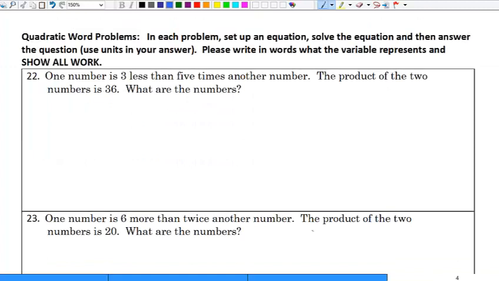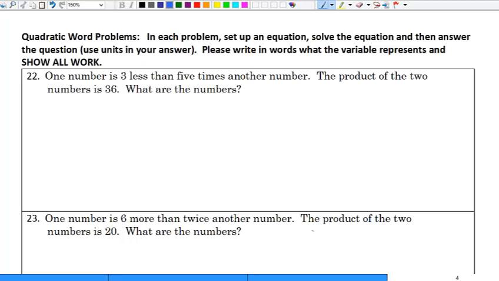On our next set of problems, we have word problems, which means I have to set up the problem, solve the equation, answer the question, put units in your answer, and then make sure that you write what each variable represents and show your work. So you're going to be getting points all along the way here.